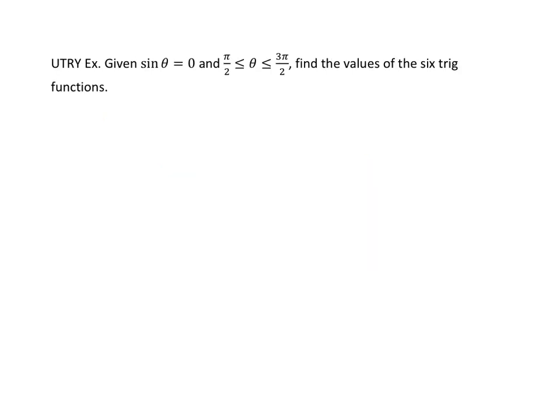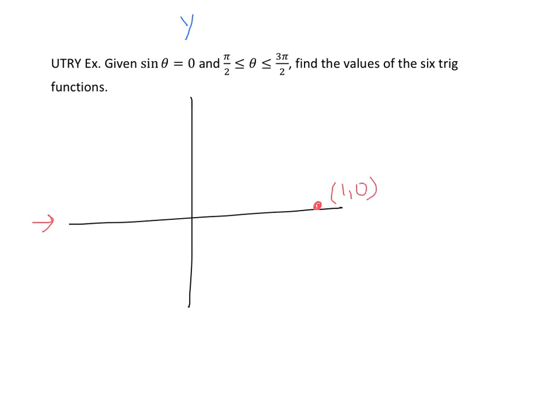Okay, on this one, figure out where your terminal side is, then work on your trig functions. So pause it, try it, come back. If sine is 0, sine always has to do with my y-coordinate. So if my y-coordinate is 0, I have to be somewhere on the x-axis. So I can either be here at 1, 0, or I can be here at negative 1, 0.